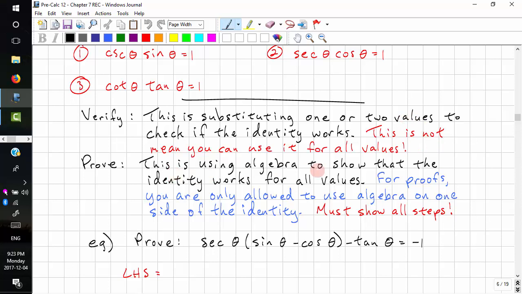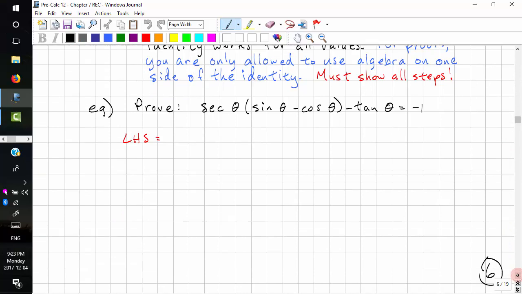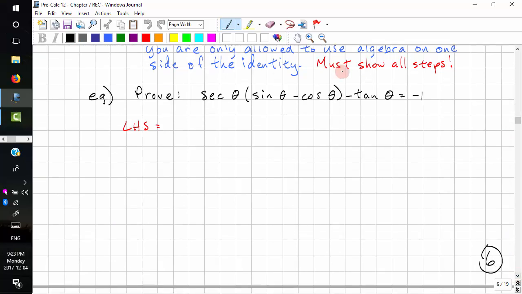Proof. This is using algebra to show that the identity works for all values. And for proper proofs, you are only allowed to use algebra on one side of the identity. And you must show all steps. So you're allowed to work on the left-hand side or the right-hand side, but not both. So let's look at an example. And proofs are very formal, and that's why you must show all steps. You can't skip anything.